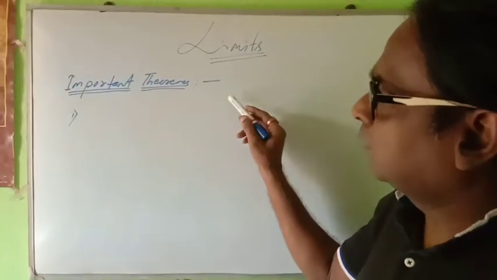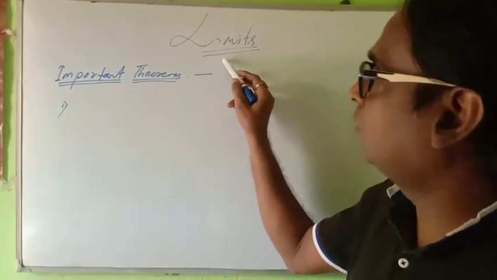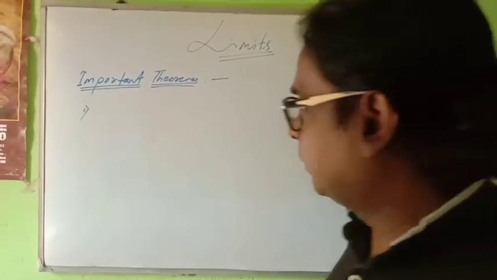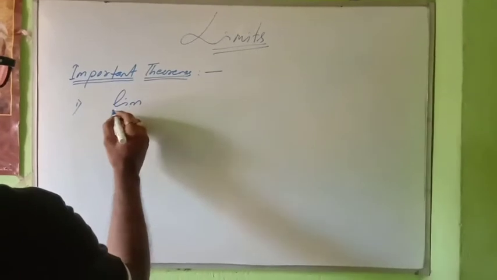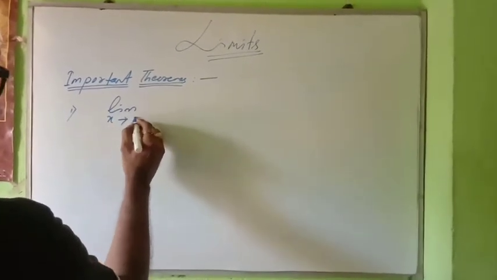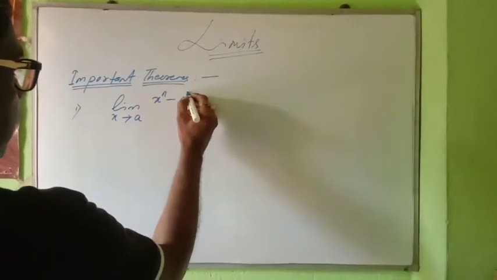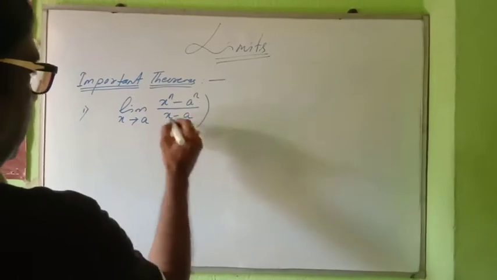Today I am giving some important theorems on limit, the formulas required to solve the numericals from the limit chapter. I am writing them one by one. Just focus here. Limit x tends to a, x to the power n minus a to the power n divided by x minus a. You have to memorize the formula here.